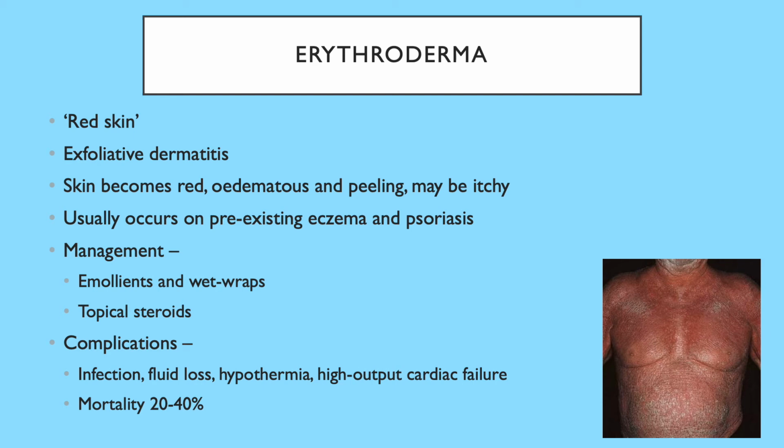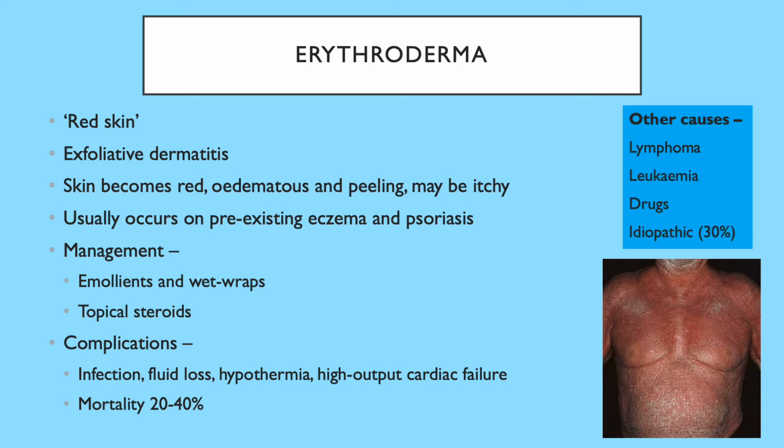Erythroderma is usually caused by pre-existing eczema or psoriasis, especially after the rapid withdrawal of steroids. But other causes include lymphoma, leukemia, drugs, and 30% of cases are idiopathic. Erythroderma is 3 times more common in men than women.